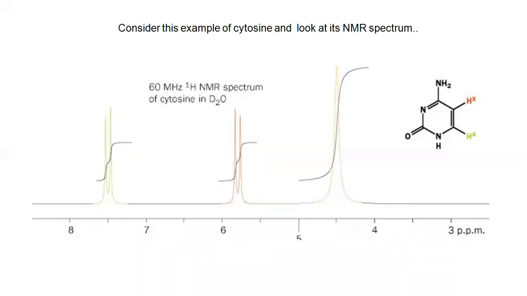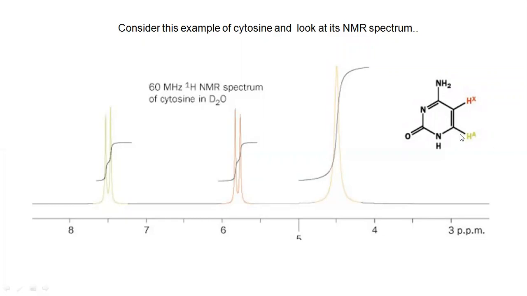The reason is very simple. This HA is near an electronegative element, while HX is not near this, it is near carbon. So this is one more effect we have. We know this well, that electronegativity also affects the chemical shift. This is the reason HA appears at higher value and HX appears at lower value. This is one point we have learned.